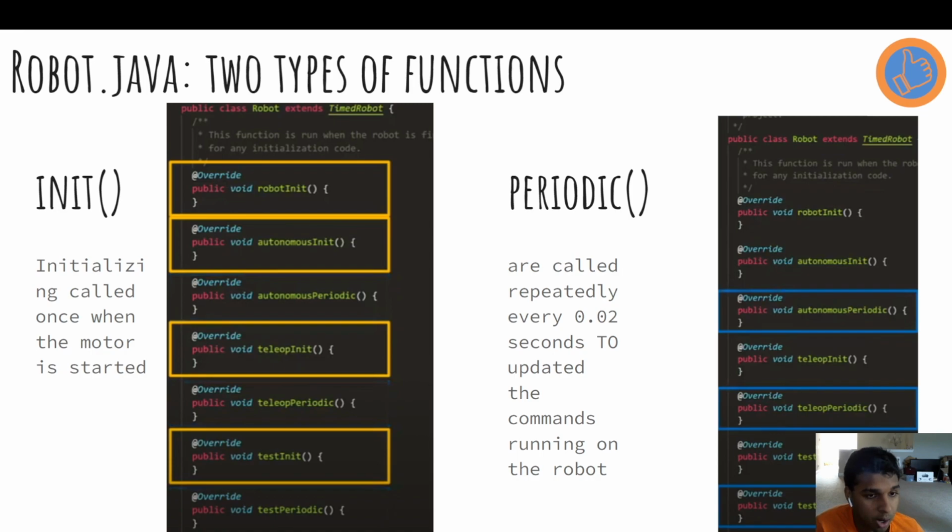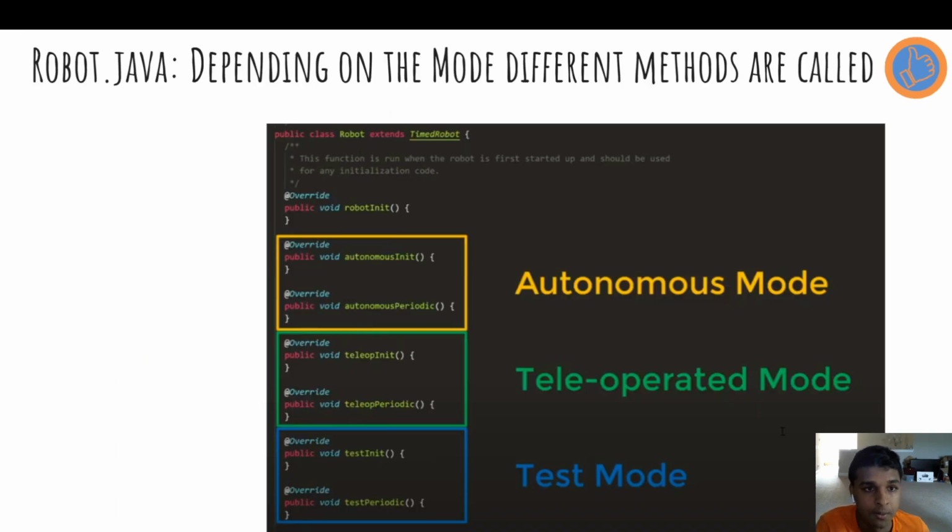Now, feel free to pause at any time to actually see what's going on. Okay, so the Robot.java. Initialize is just called once when the robot is started. Periodic is called every 0.02 seconds, or 20 milliseconds, to update the commands running on the robot. Pretty straightforward. So depending on the different modes, in autonomous, you'll have these.